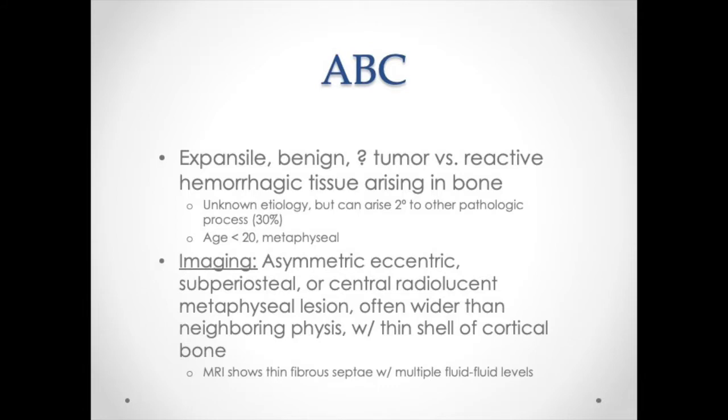In the primary disease, the age is typically less than age 20, and they tend to be metaphyseal. Imaging will demonstrate asymmetric, eccentric, subperiosteal, or central radiolucent metaphyseal lesion, often wider than the neighboring physis in terms of expansion of the bone, with a very thin shell of cortical bone and multiple septations throughout it. An MRI will show thin fiber septae with multiple fluid levels throughout the lesion.